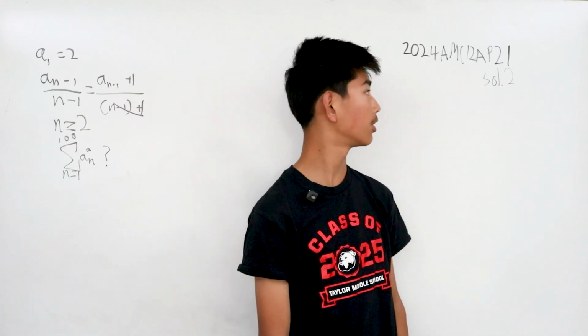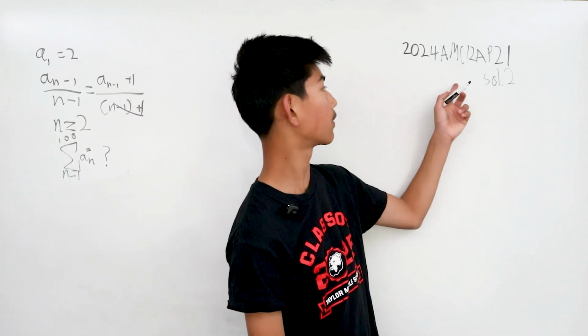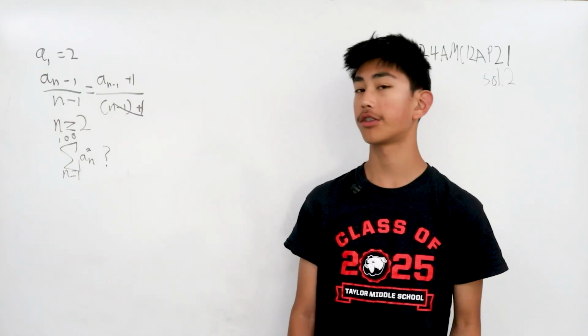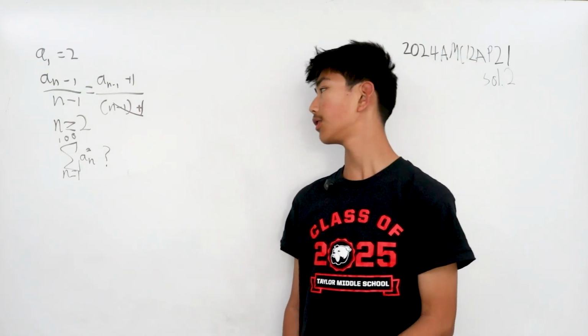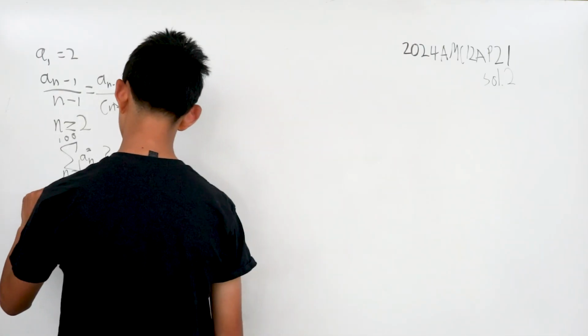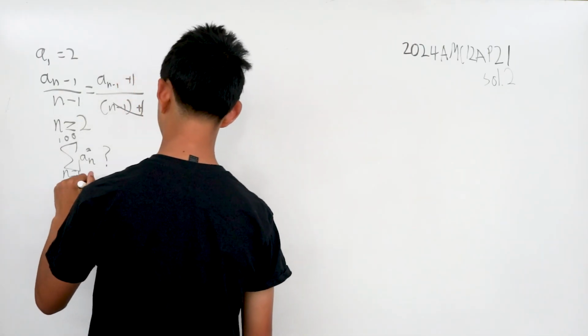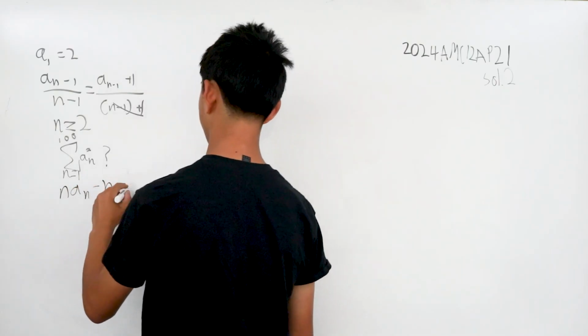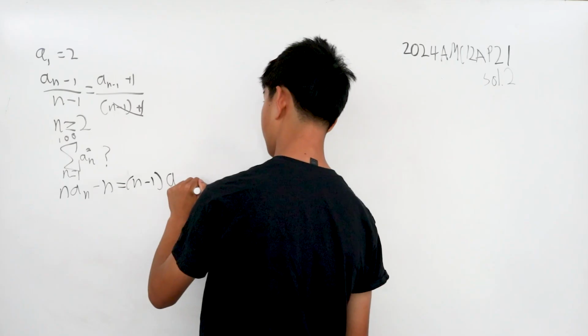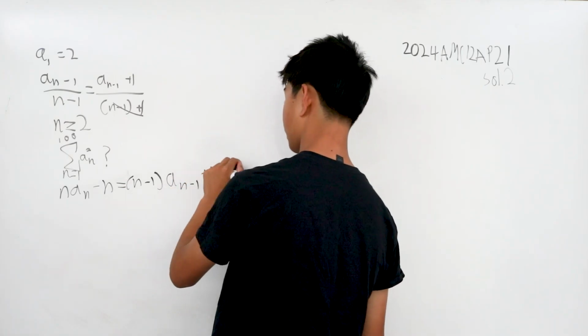This is solution 2 of problem 21 from the 2024 AMC 12A. So an alternative route we can go is, well, we still multiply out the denominators to get n a_n minus n equals (n minus 1) times a_(n minus 1) plus n minus 1.